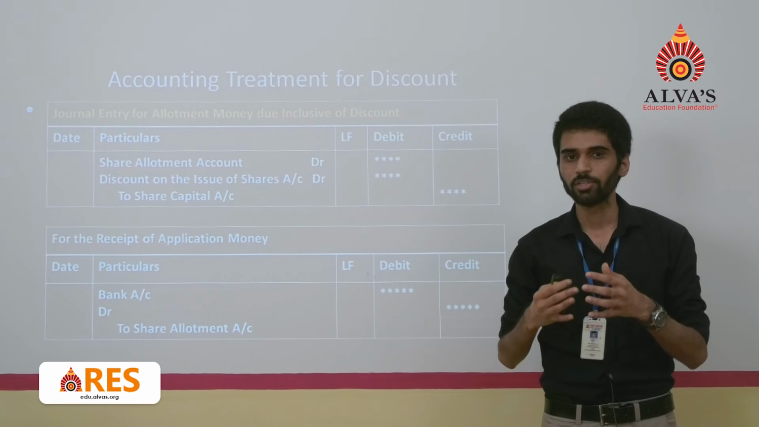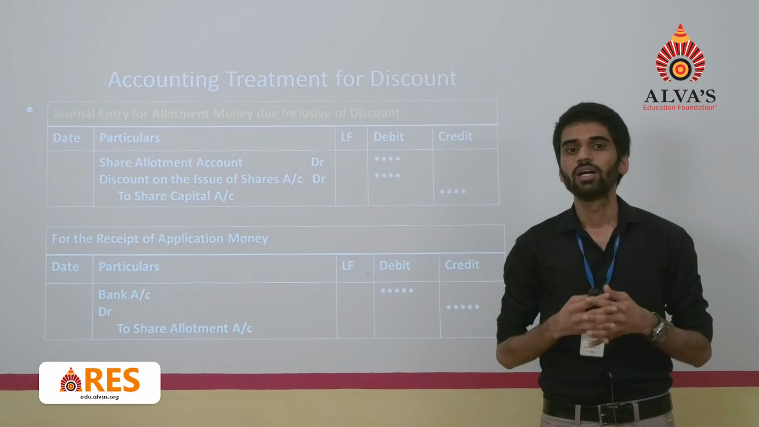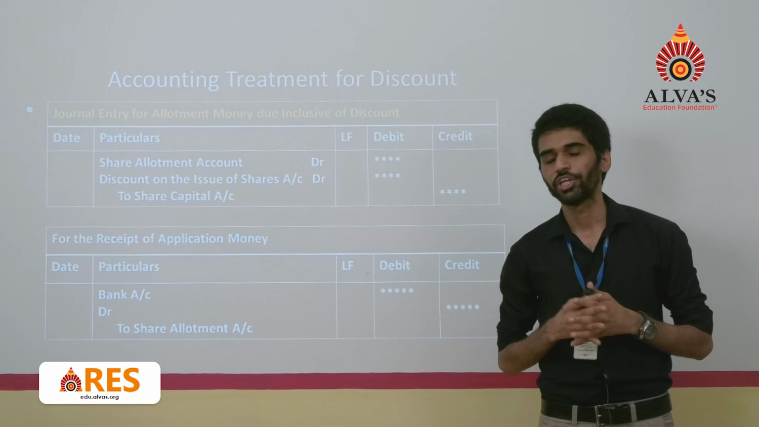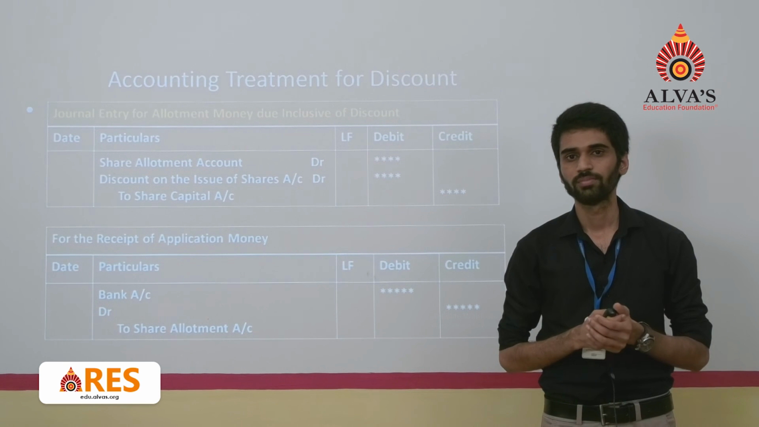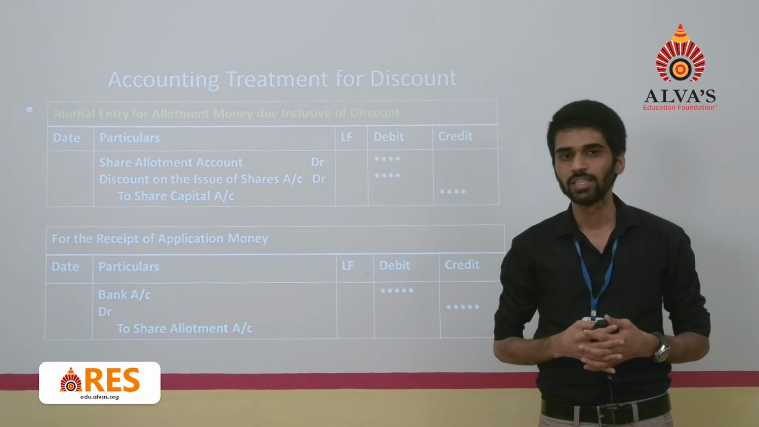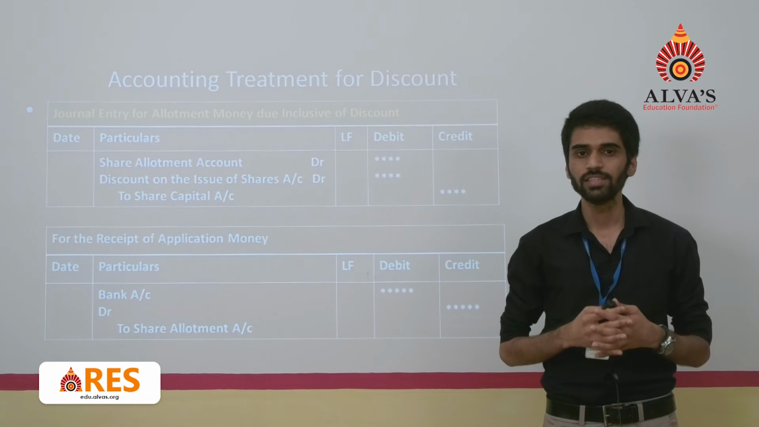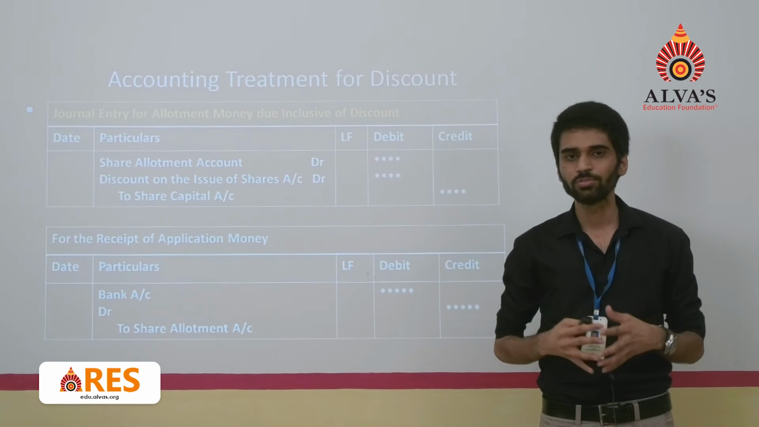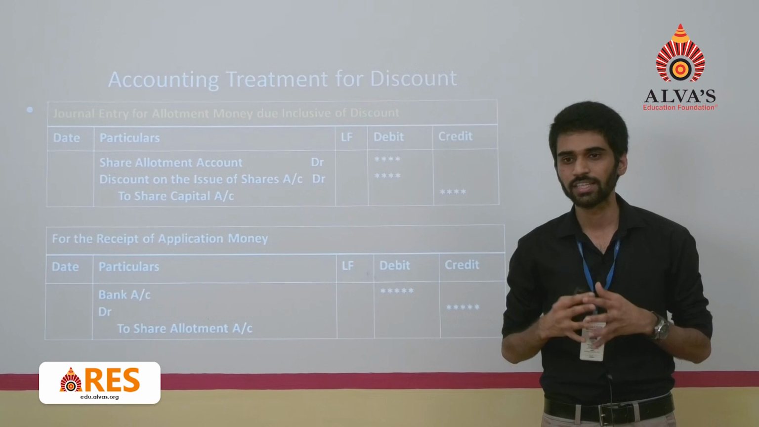For the receipt of the allotment money, that is bank account debit to share allotment account. Okay. So, I hope these things are clear for you guys. Once again, revise these entries, and the problems related to these journal entries will be done in the next class.